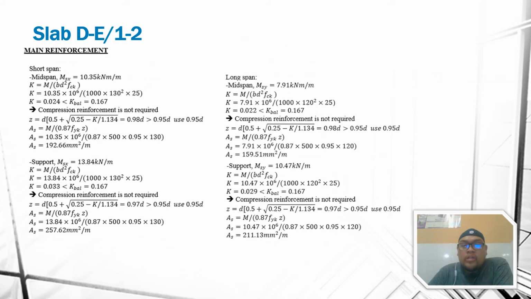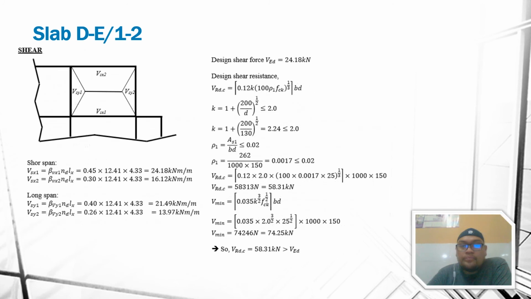For the moment calculation, I divided it into short span and long span. For the short span, we have midspan and support, as I mentioned earlier, and I got 192.66 millimeter square per meter, and the same goes for the long span, same calculation and same method. For the shear, I got the short span and long span also, and for the design shear, as you can see, the VRd,c is 58.31 kilonewton, which is higher than VED.